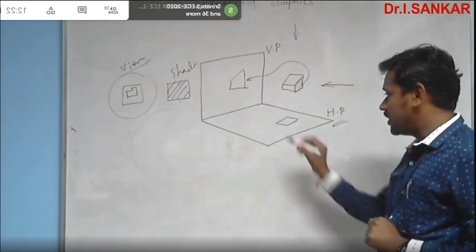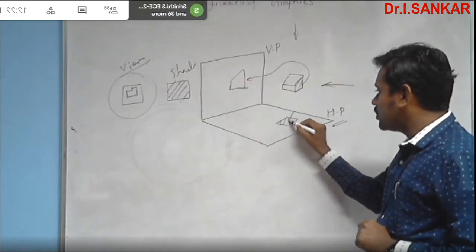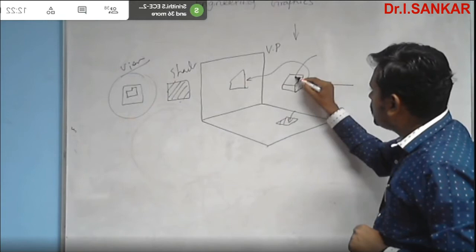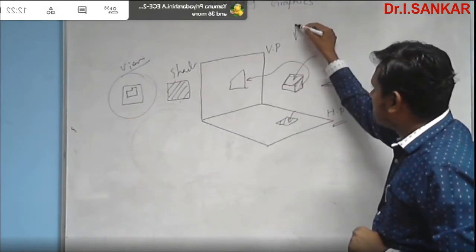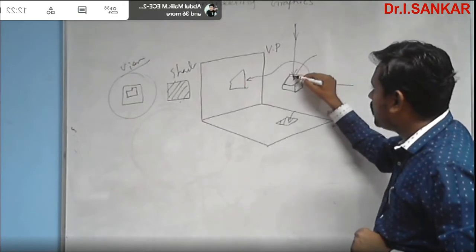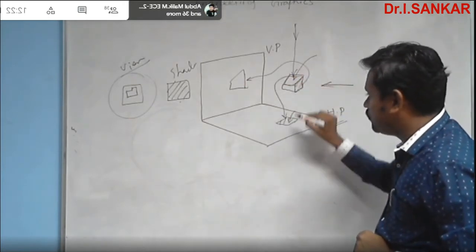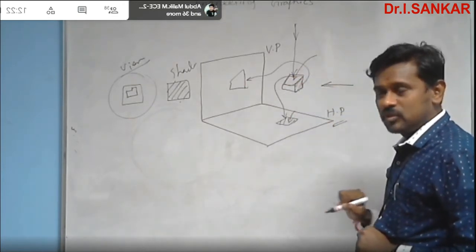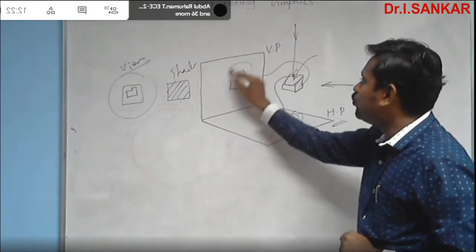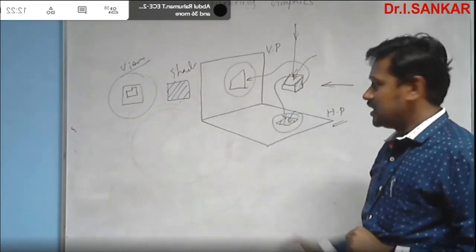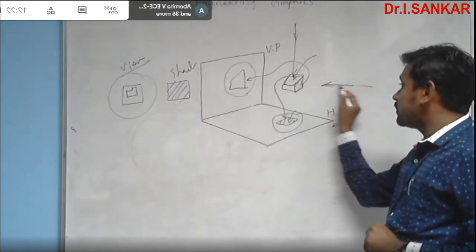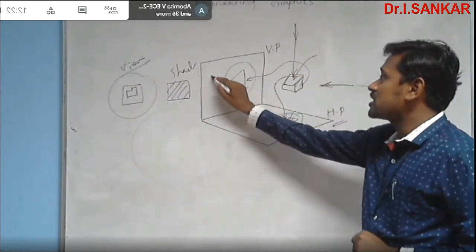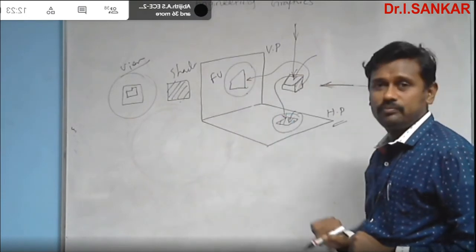In the horizontal plane, what you are going to see is the object in this surface, which is possible to see from the top, and it is obtained in this view. So these are nothing but the two views of the object. This is obtained by seeing or projecting the object from the front.